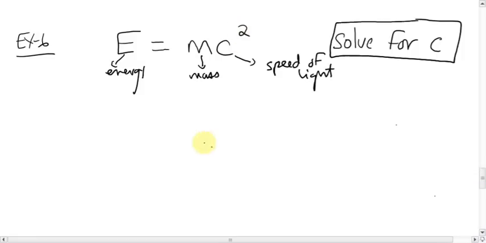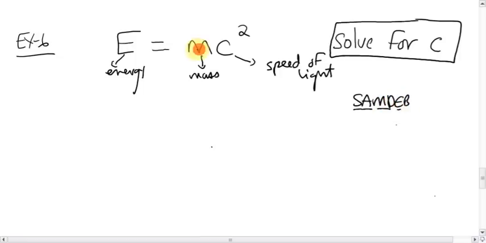So let's see how we're going to handle this. We want to get the c by itself. The c is being bugged by this little 2. It's being squared, and it's being multiplied by m. Remember, this is a two-step problem. Reverse BEDMAS. Who should we get rid of first? The thing that's squaring it, the exponent, or the thing that's multiplying it, the m? Adding, subtracting, none there. Multiplying, dividing comes before the exponent.